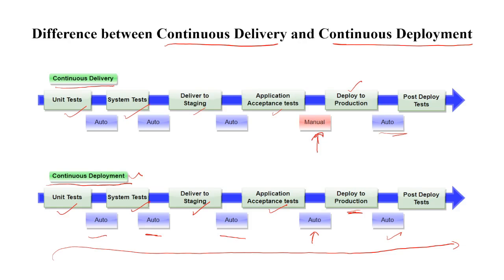So the major difference between continuous delivery and deployment is in terms of manual intervention. Deployment is manual in the case of continuous delivery, while continuous deployment is a completely automated process from the initial code commit until production deployment. It's automated, with no manual intervention. That is continuous deployment. I hope you now have a clear idea.